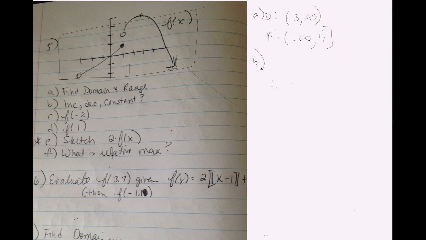Okay. Now B, increasing, decreasing, and constant. On these, you want to use parentheses every single time. So we're going to do the same thing that we did for domain.